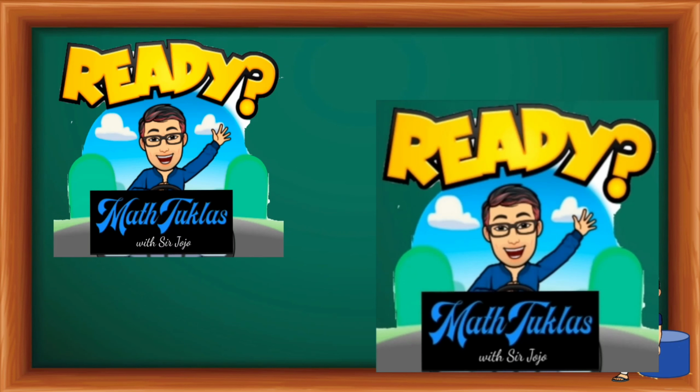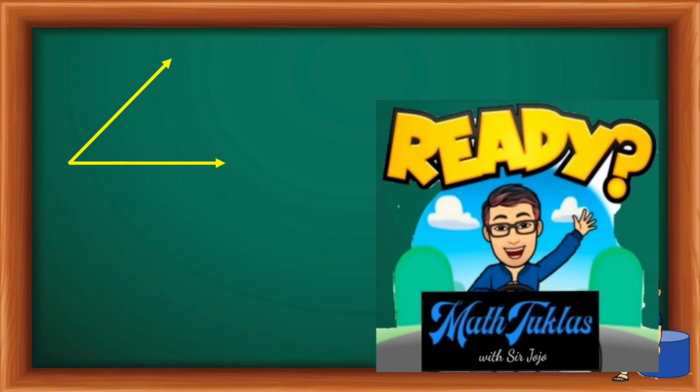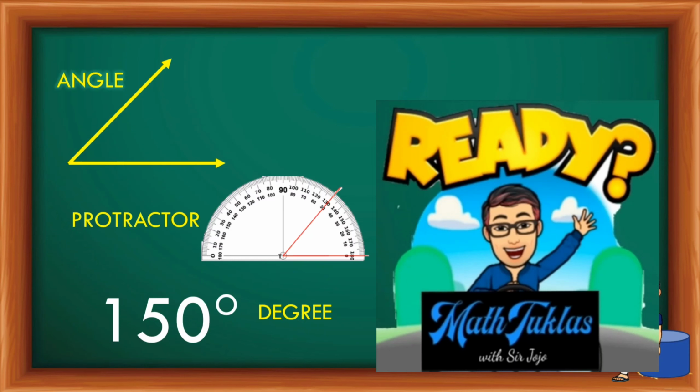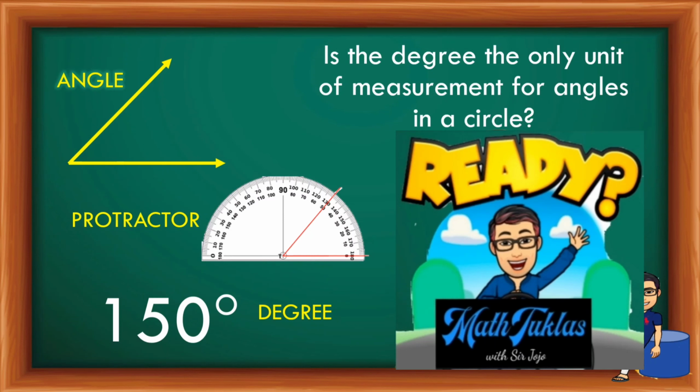Let us try to figure out the following. Are you particular with that given figures? Alam naman natin that we are all particular, that we call that as angle, protractor, and the degree measure of an angle. And that are all related kapag pinag-uusapan natin ang angles. Ang tanong, is the degree the only unit of measurement for angles in a circle?